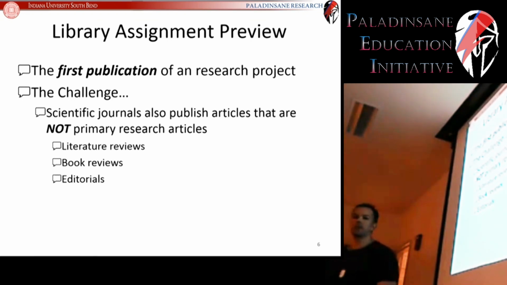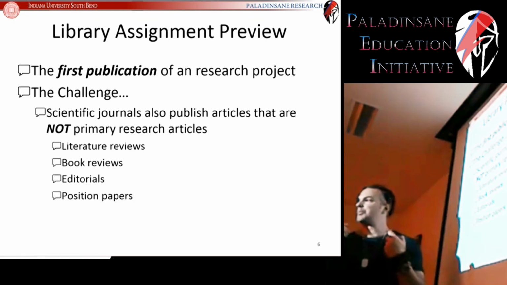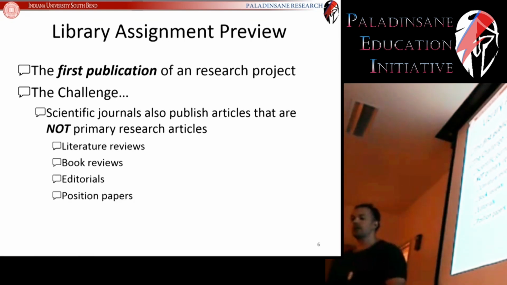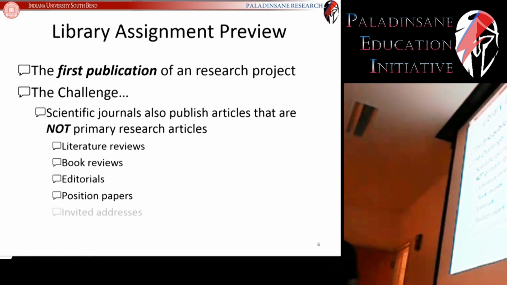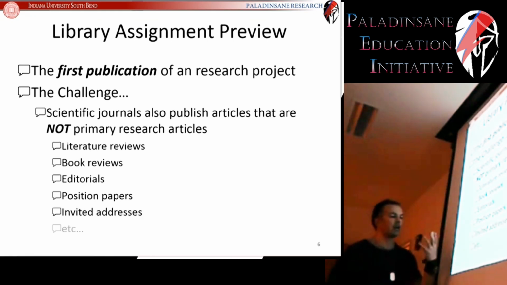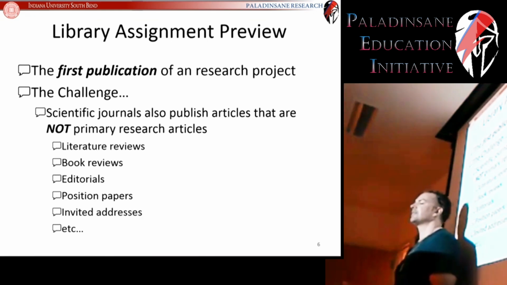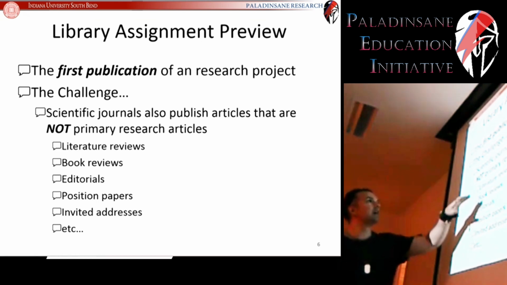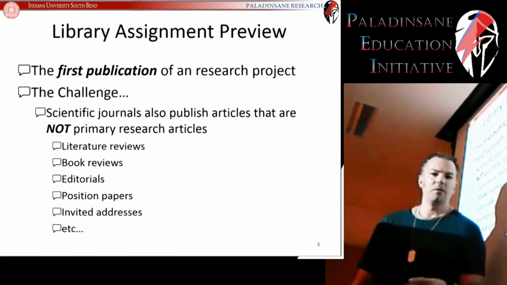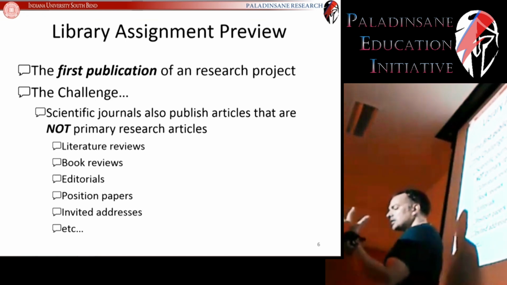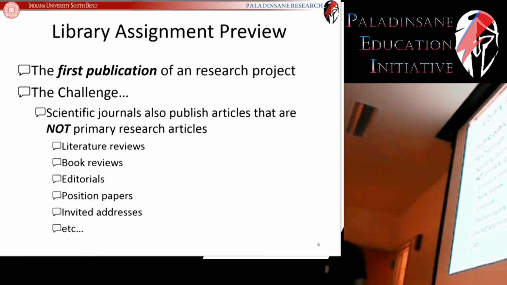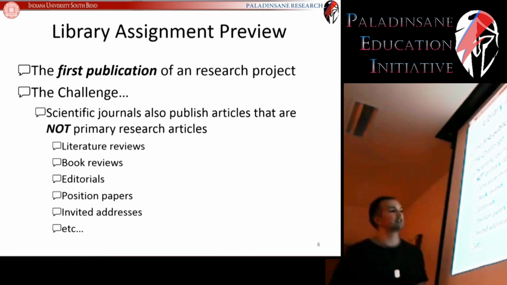Those are also not primary research articles. There'll be position papers where they might have people debating two sides of an argument, not primary research articles. They could have invited addresses. There's a ton of different types of articles that a scientific journal will publish, and they're not necessarily primary research articles. So you have to find these primary research articles for our research project.